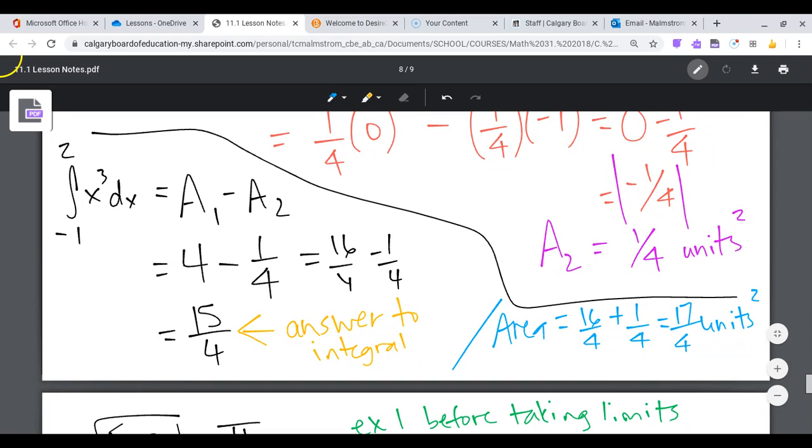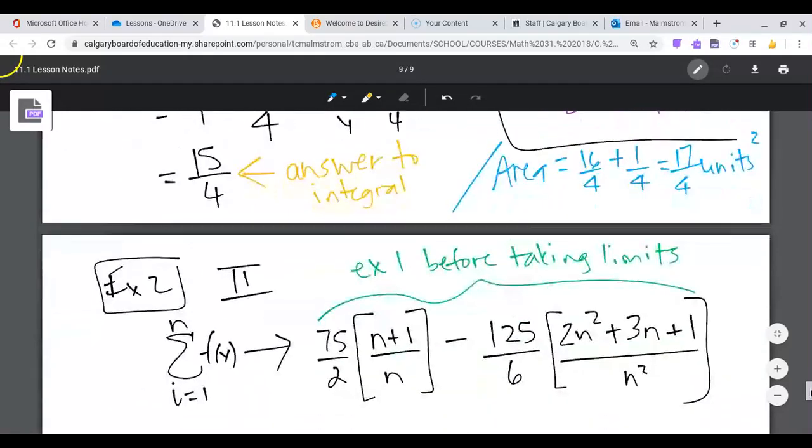All right, so that's the end of this lesson. Crazy but true. This is just that tail end piece of example 2 at the bottom here.